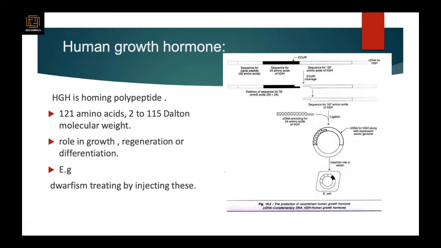and you can also produce human growth hormones, like almost 121 amino acids are there in the human and they are around 2 to 115 kilodalton, or dalton, of molecular weight. Their role is in growth, regeneration or differentiation. An example is dwarfism, treated by injecting these cells. Dwarfism, being short height, could be treated. And then the sequence for 24 amino acids, like high growth amino acids, we cleave them with the E. coli one, and then after cleaving that, we ligate with the plasmid and put into the E. coli, so that we can have production of recombinant human growth hormones like this, HGH hormone.